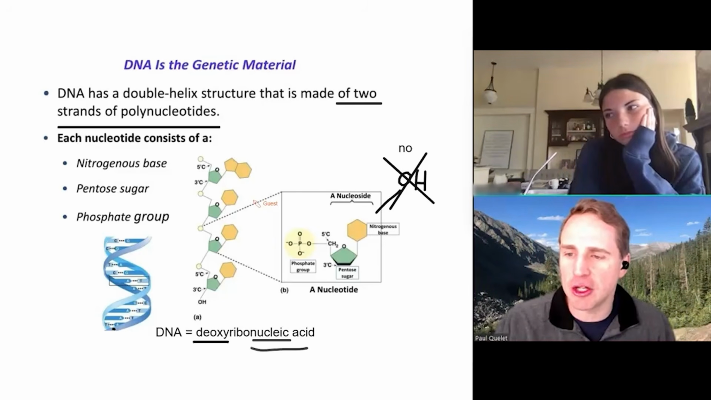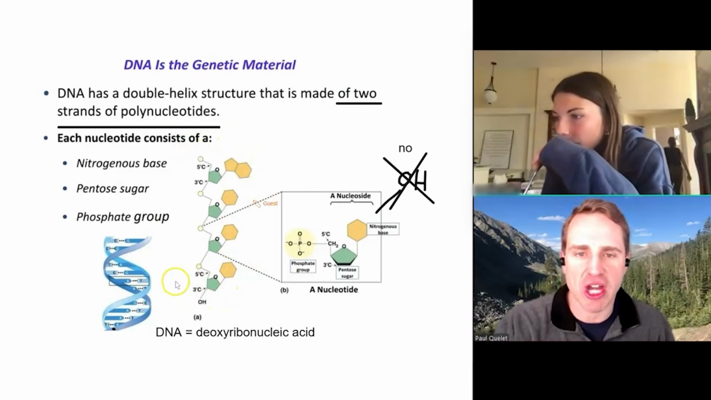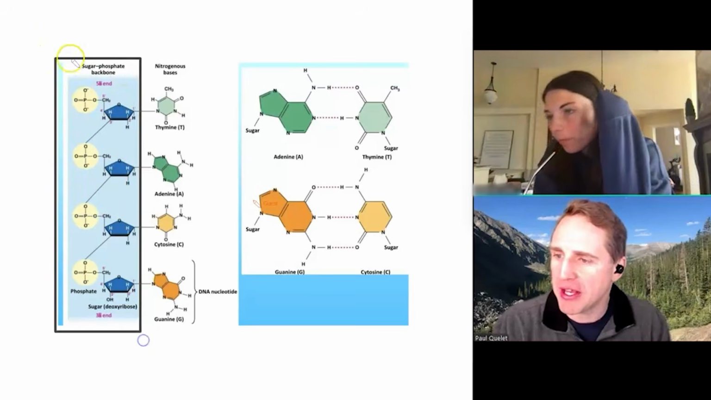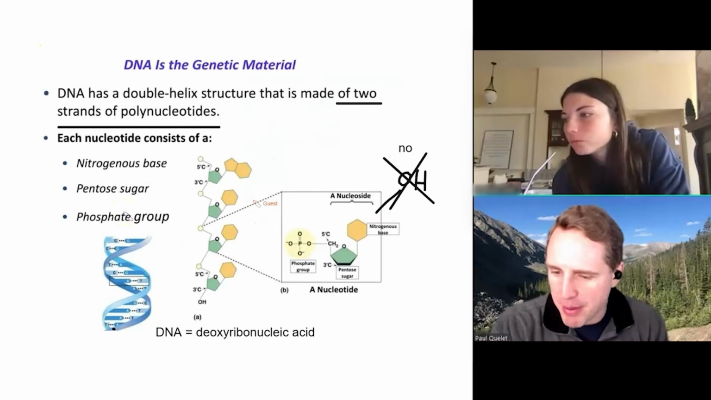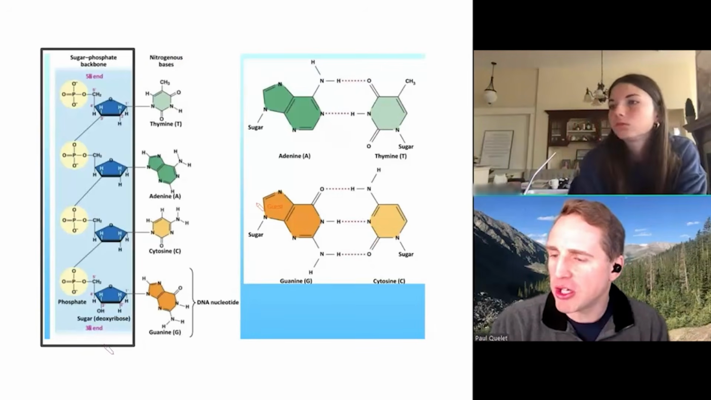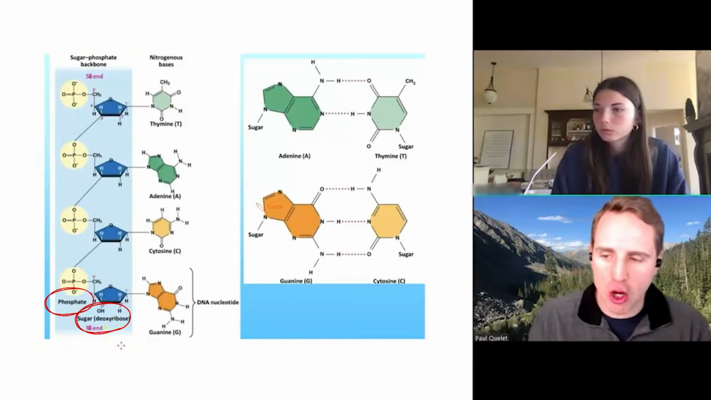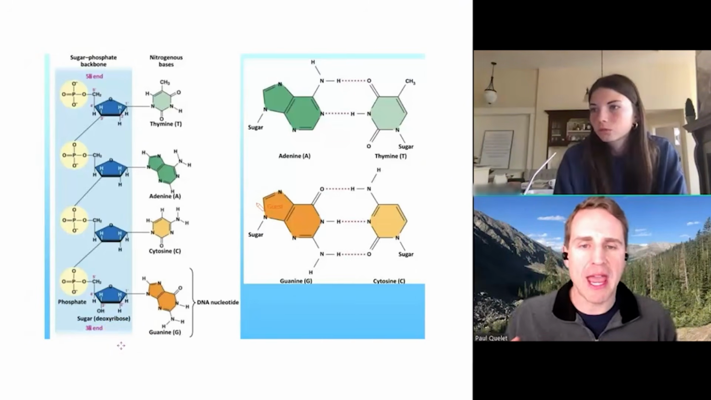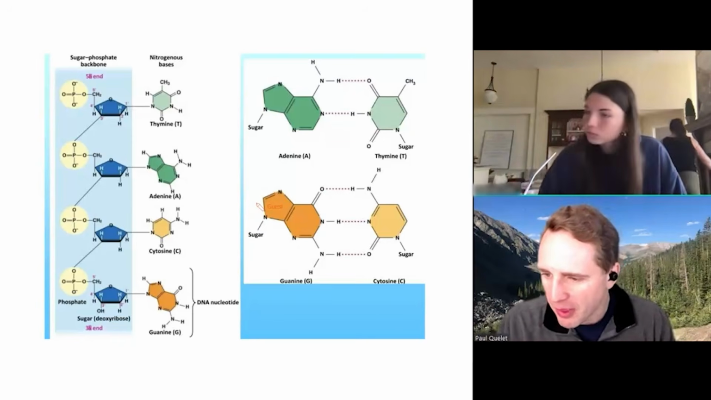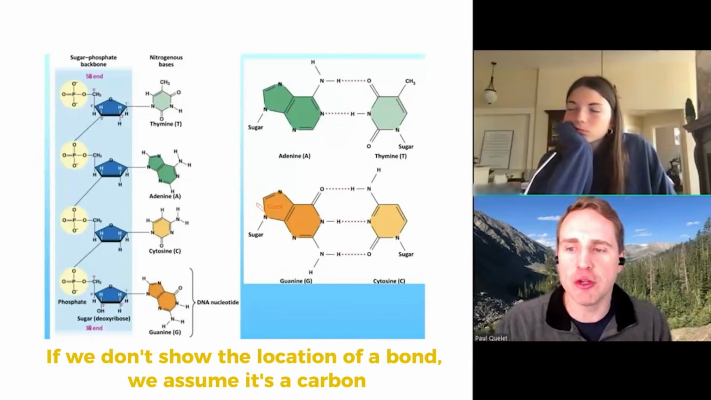Let's look in a little more detail in terms of what do these nucleotides look like and what does this chain look like. So here's the sugar-phosphate backbone. So think of this part right here as, again, this backbone part of the DNA, right? So there's the sugar-phosphate backbone, which again is made up of phosphorus. And then one of the things we know is that most organic compounds are made up of a ton of carbon. So hopefully you're aware that if we don't show the location of a bond, we assume it's a carbon.